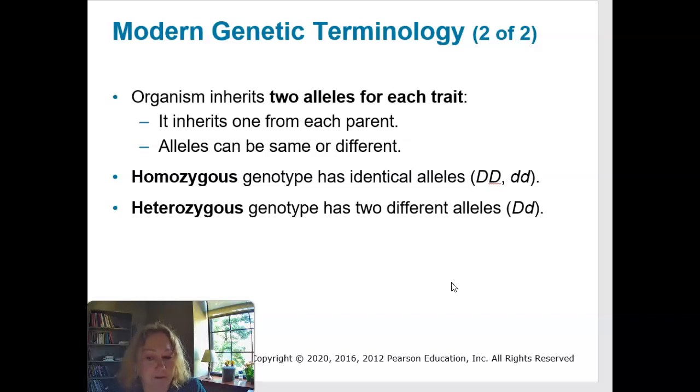Homozygous genotypes have identical alleles. So basically, big D, big D, big D, little d. Homo, same. So they have the same alleles. So it can be homozygous dominant, which is this one, or homozygous recessive, which is this one. Heterozygous, different genotypes, 2 different alleles. Big D, little d. This just has to be vocabulary that you get down because these are the kinds of questions we'll have.